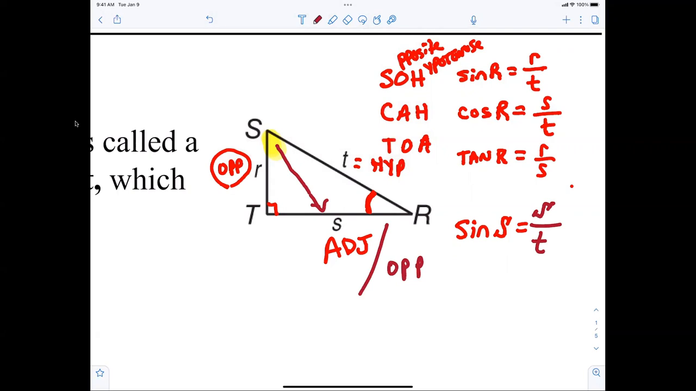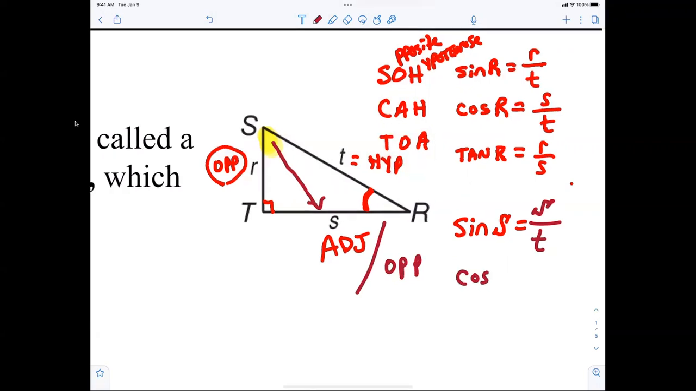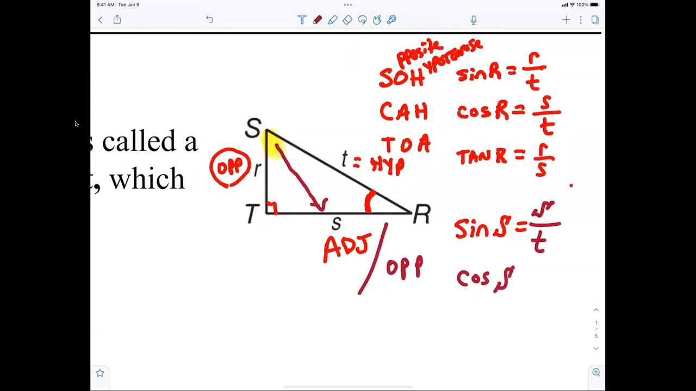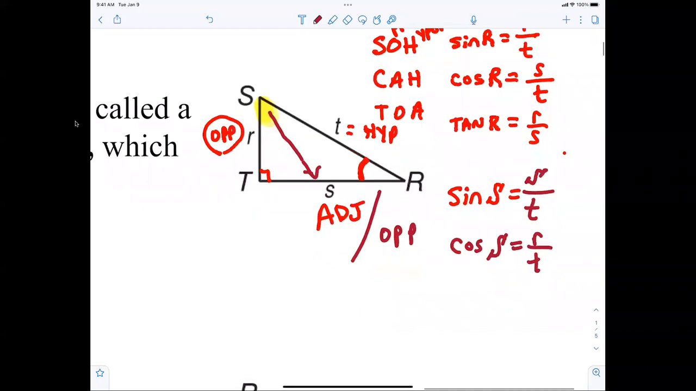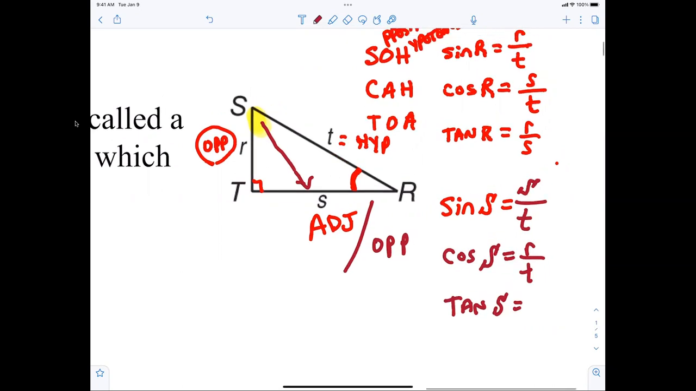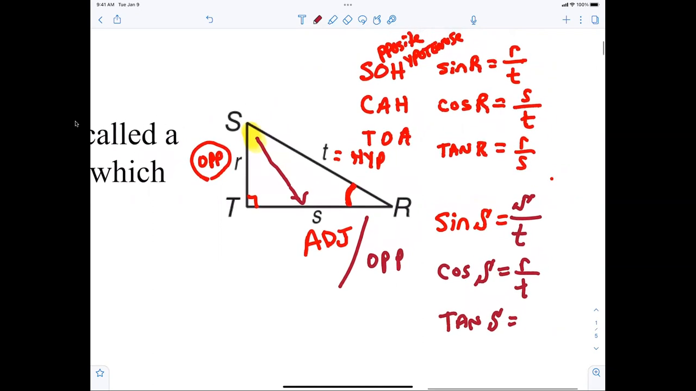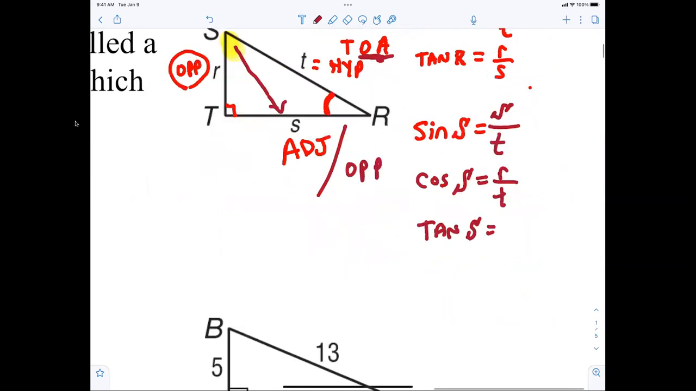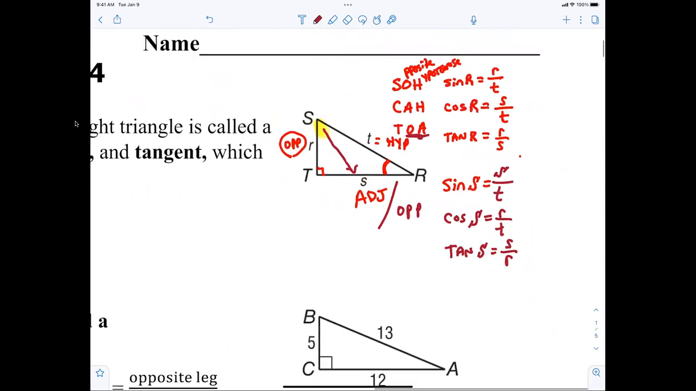What would be the cosine of S? R over T. What would be the tangent of S? How do we define tangent again? Tangent is opposite over adjacent. So we would say it's what? S over R. All right.